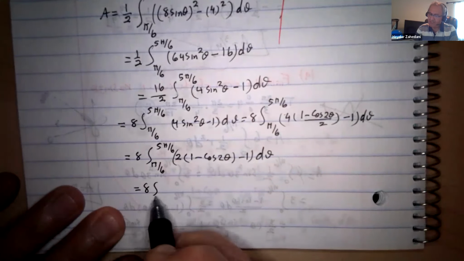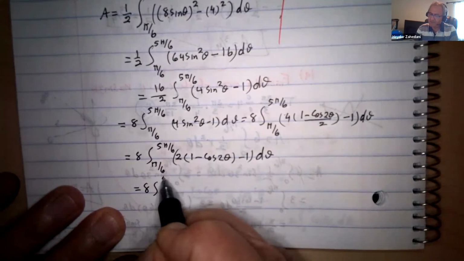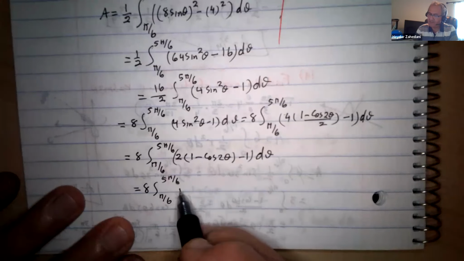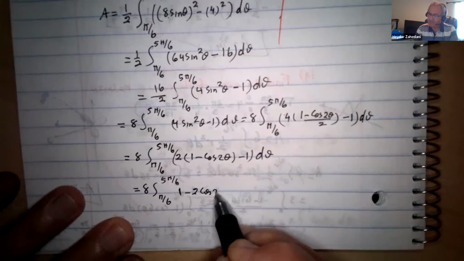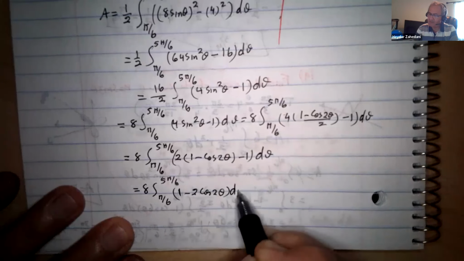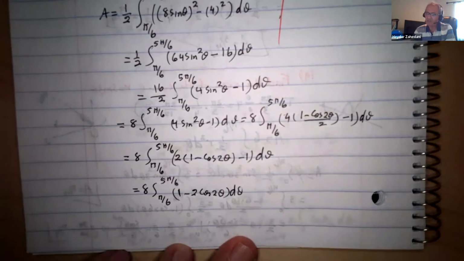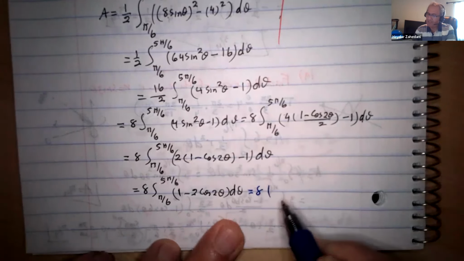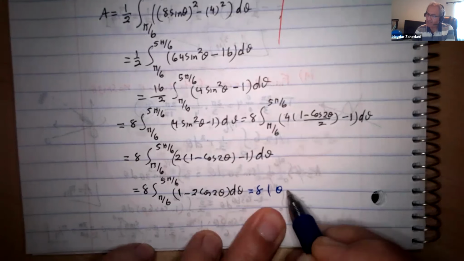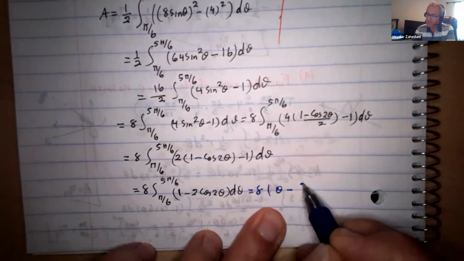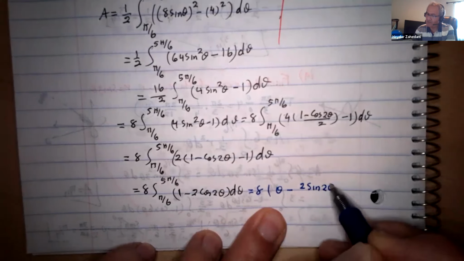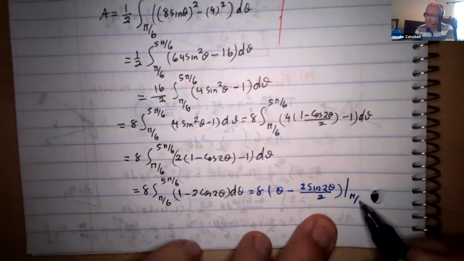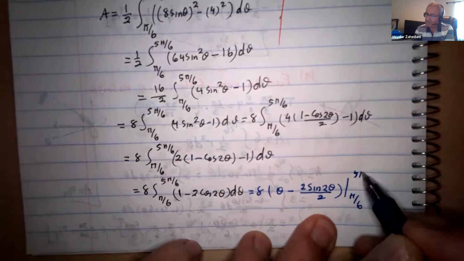So that gives you 8 integral from pi/6 to 5pi/6. If you multiply 2 and the 1, that gives you 1 again, minus 2 cosine of the 2 theta d theta. Sometimes you need to simplify it carefully to get this result. Now the integral is going to be straightforward. Integral of 1 is going to be theta. Integral of a cosine would be sine, 2 sine of the 2 theta, of course divided by 2, and to be evaluated from pi/6 to 5pi/6.